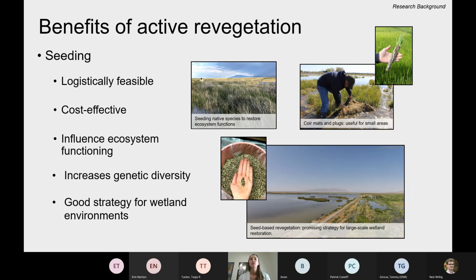It's also a way to increase genetic diversity, which we know is important because it provides a strategy for plant species to adapt to change. And it's a good strategy for heterogeneous, dynamic wetland environments. So the idea is that you can form a seed mix with different species, with different traits, different hydrological tolerances, and sow that mix across the wetland. And that's a bet hedging strategy that you'll at least get some native plant establishment.